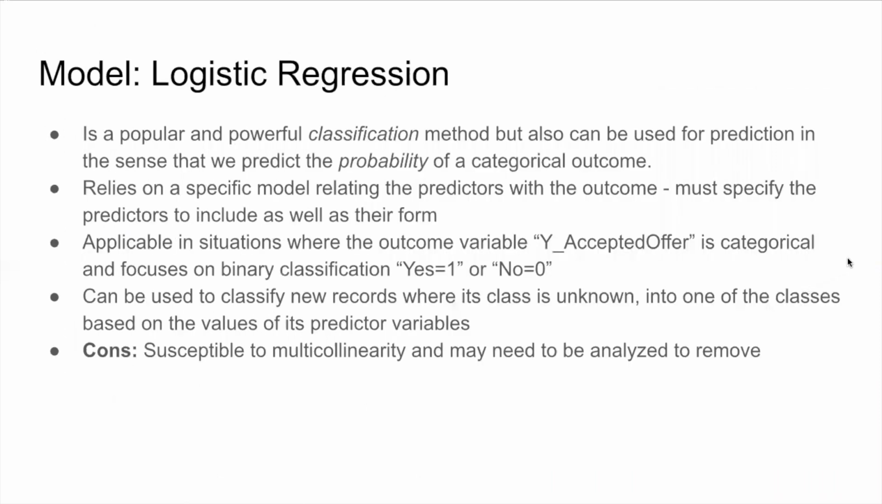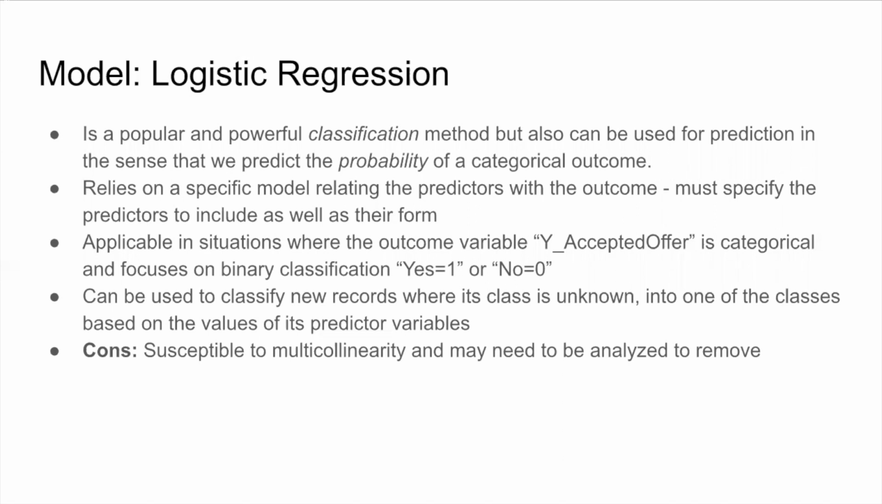Logistic regression is a popular and powerful classification method, but it can also be used for predictions in the sense that we predict the probability of a categorical outcome. Logistic regression relies on a specific model relating to predictors, and we must specify the predictors to include and their form. We did this in our explore phase of SEMA.